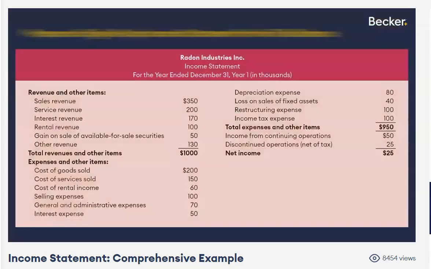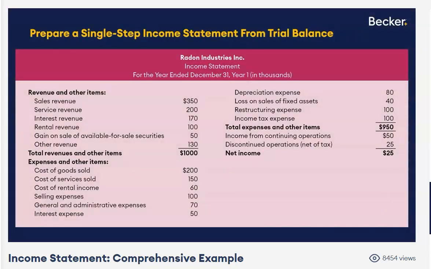All right, now compare the multiple step to your single step. No subtotals. All revenue and gains get added together, we get 1,000. All expenses and losses get added together, we get 950. In one step, we subtract the 950 from the 1,000, and what do we have? Income from continuing operations after tax of 50. Then we've got our discontinued.